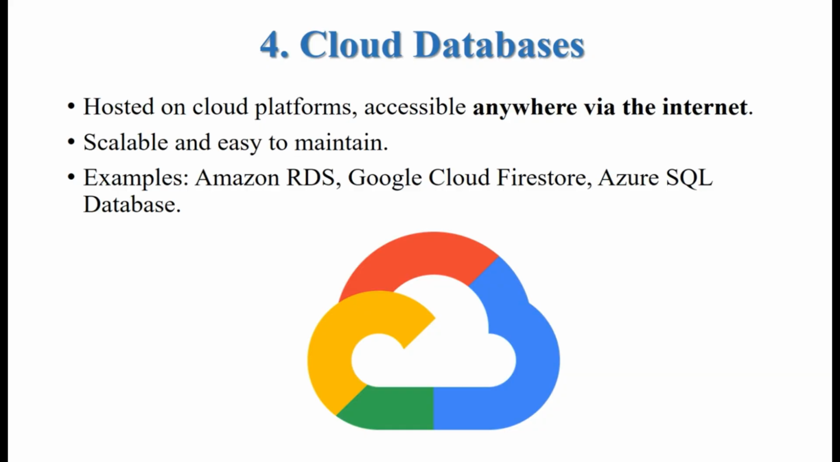Okay, so this is the fourth and last database, which is the cloud database. These databases live in the cloud, meaning they're hosted online and can be accessed from anywhere. They're scalable, secure, and perfect for modern apps and websites. For example, Amazon, Google Cloud Firestore, etc.